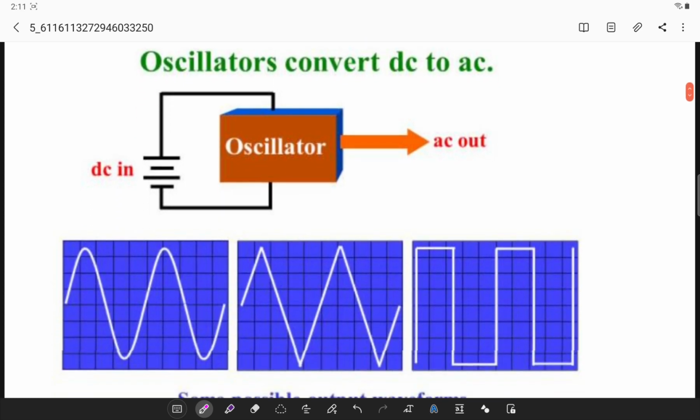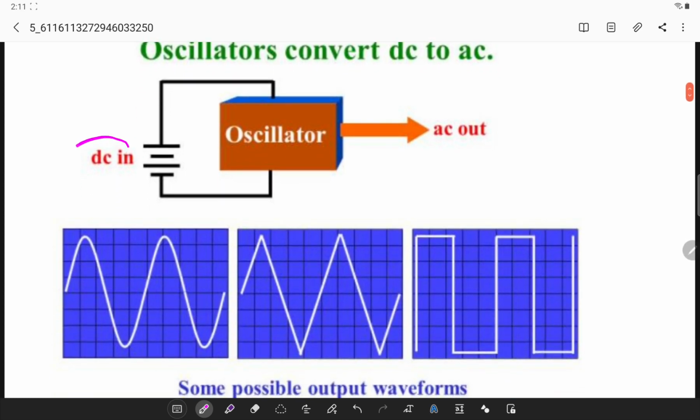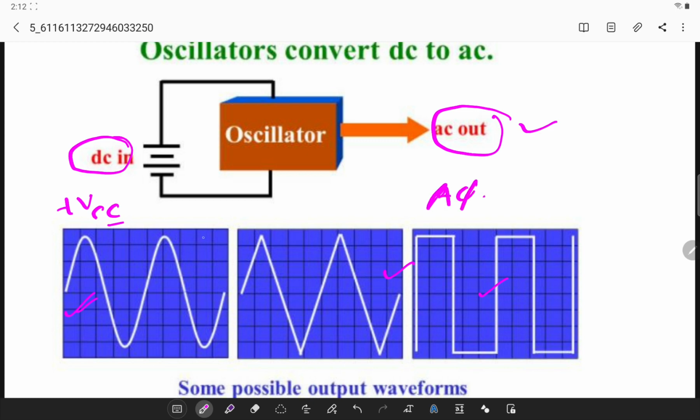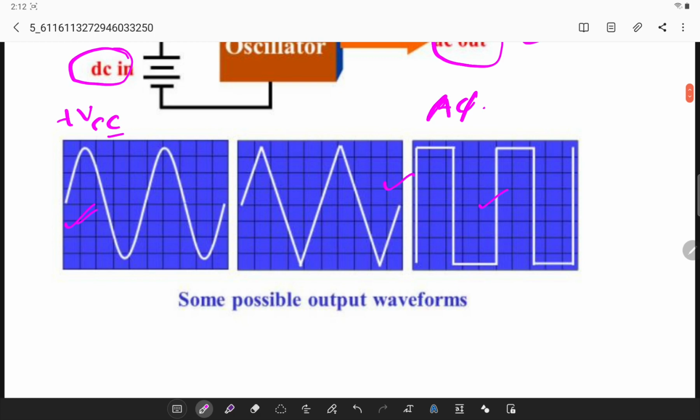See this diagram. If you remember your oscillator, it has a plus VCC supply and it will be generating a square wave or a triangular wave or a sine wave, which are basically AC output waveforms with a particular frequency.